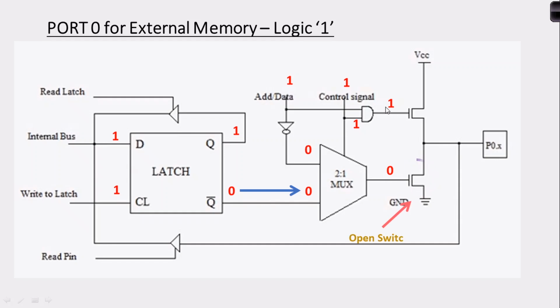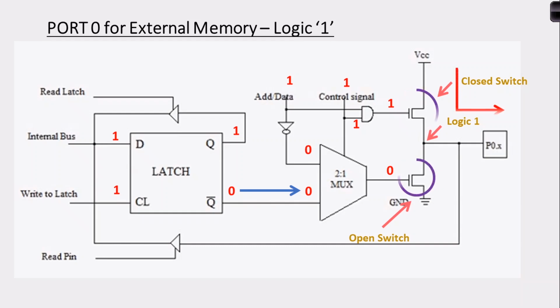Here I'll be getting 1, and this transistor is in on state. So it will work as a closed switch, and I'll get a direct path connected to VCC. Then I can have logic 1. Okay, so this is how our port 0 is going to work in terms of external memory.